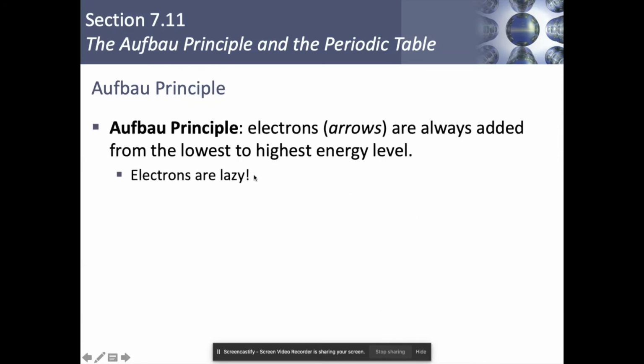So the Aufbau principle. Aufbau is just a German word. I think it means filling, like to put things in order. So the Aufbau principle says that electrons, in our case arrows, are always added from lowest energy to highest energy. So the way I always think about it, our electrons are lazy. They will not want to expend energy if they don't have to. So they will always exist in the lowest energy state. And then, if you give them some energy, sure, they'll move up, but they always go from lowest to highest by default.